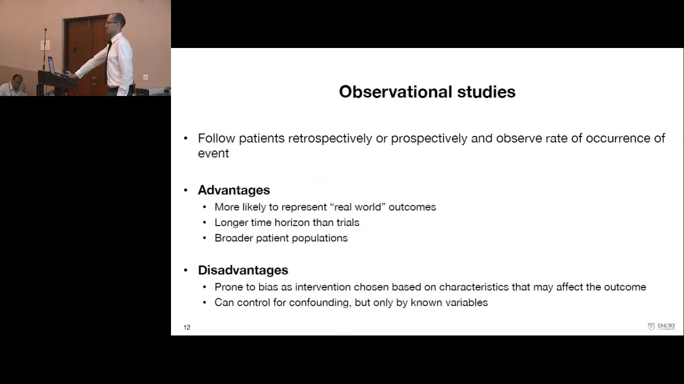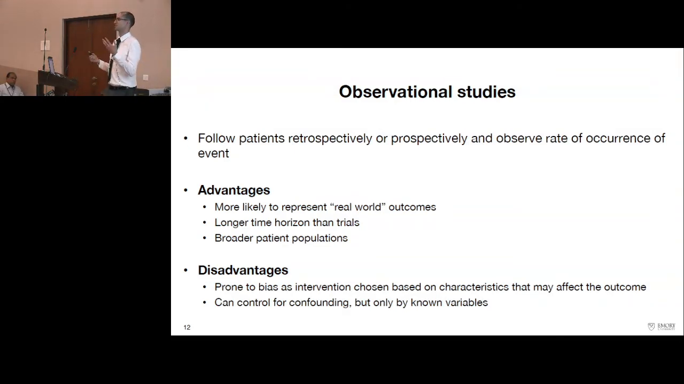Observational studies, on the other hand, can follow patients either retrospectively or prospectively. The advantages are a better description of the real-world situation. You can follow patients for long periods of time, especially when doing a retrospective analysis. I mean, you can still follow people for a really long time in a prospective study as well, but then you have to wait a really long time to get the result, which may be a problem, right? And you can have a broader patient population.